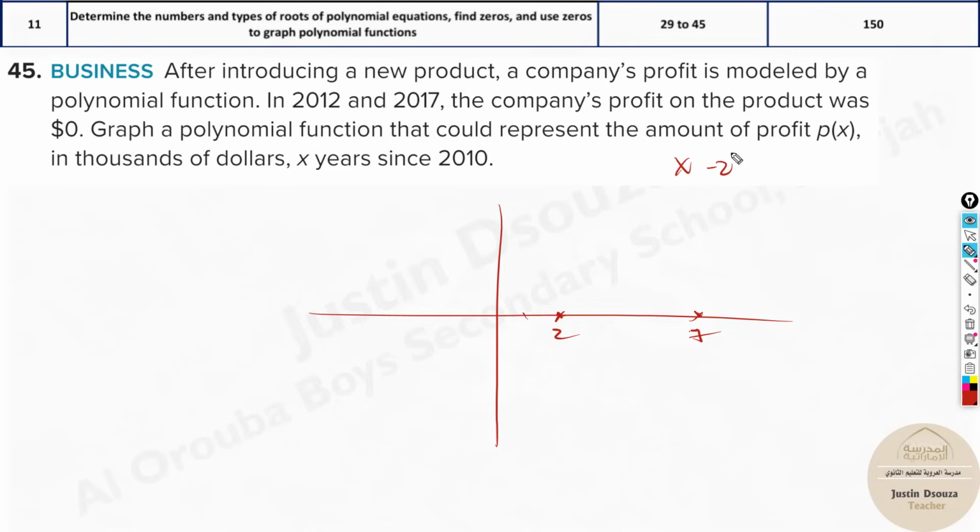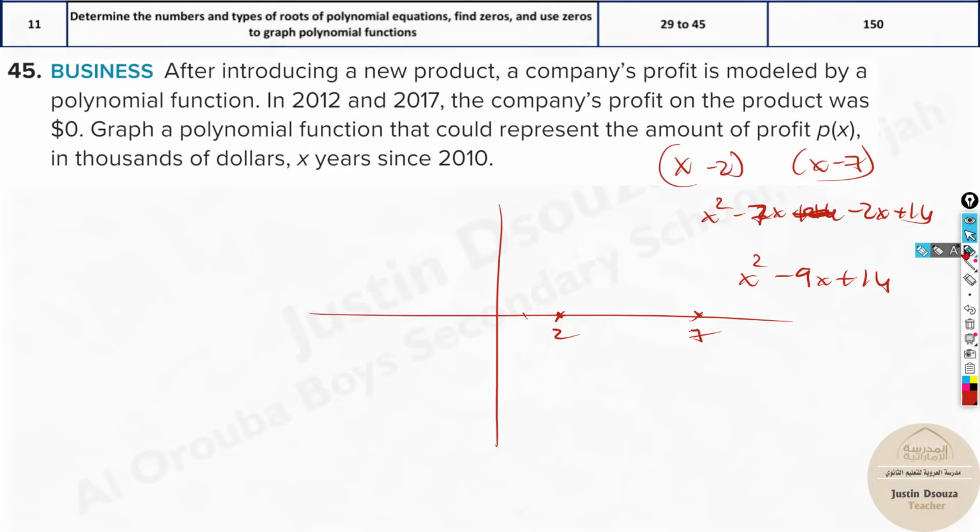So your factors are x minus 2, x minus 7, because 2012 is 2 years from 2010, and over here it's 7 years. Multiply this, it will be x squared, sorry, no, I just messed it up. X squared minus 7x minus 2x plus 14. Now simplify this, it will be x squared minus 9x plus 14. That is the function. Now you can graph this.